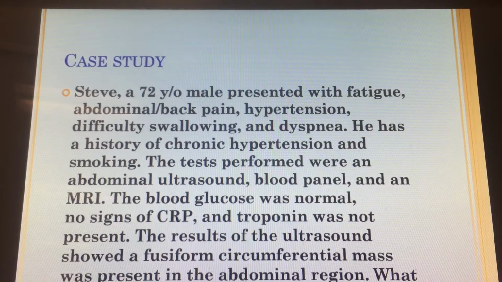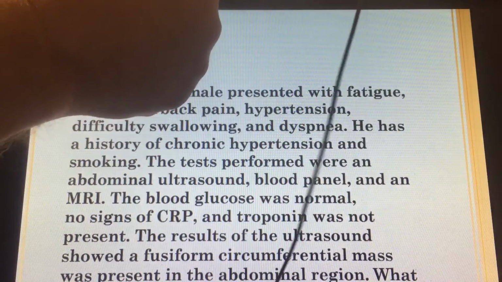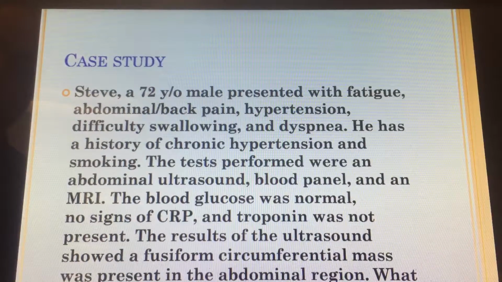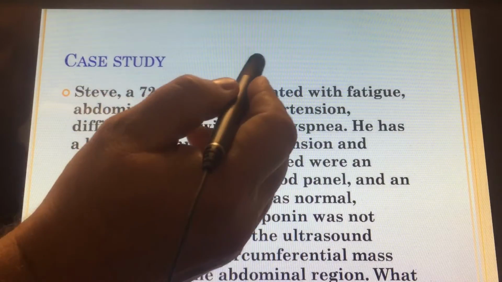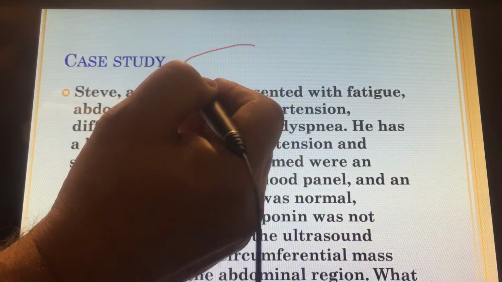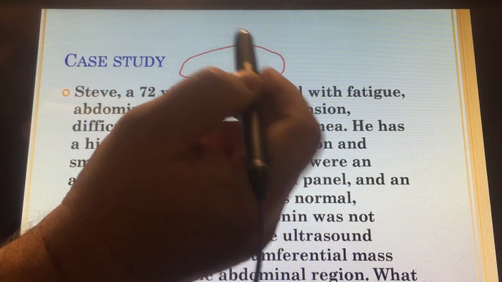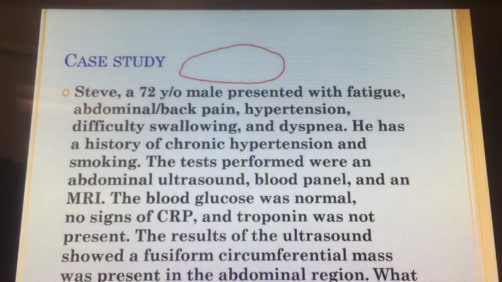What is Steve's diagnosis here? The only thing I really need to know on here is that the abdominal ultrasound showed a fusiform circumferential mass. Fusiform is kind of like that shape. It's like an oval. Okay, but he's got a mass in his abdomen.